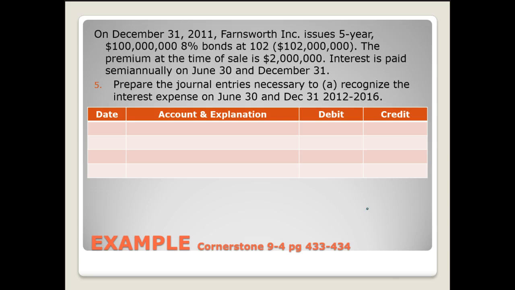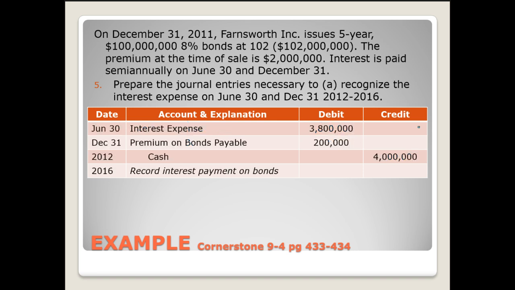Now, what would be the journal entry to recognize interest payments every single semi-annual period? Well, we would have the interest expense of $3,800,000. We would have the premium amortization. Now, remember, that was initially a credit entry, so we're going to have the debit entry for $200,000. That's the premium amortization. And then we would pay cash of $4 million, because that's how much actually goes out the door to the bondholders every single interest period.